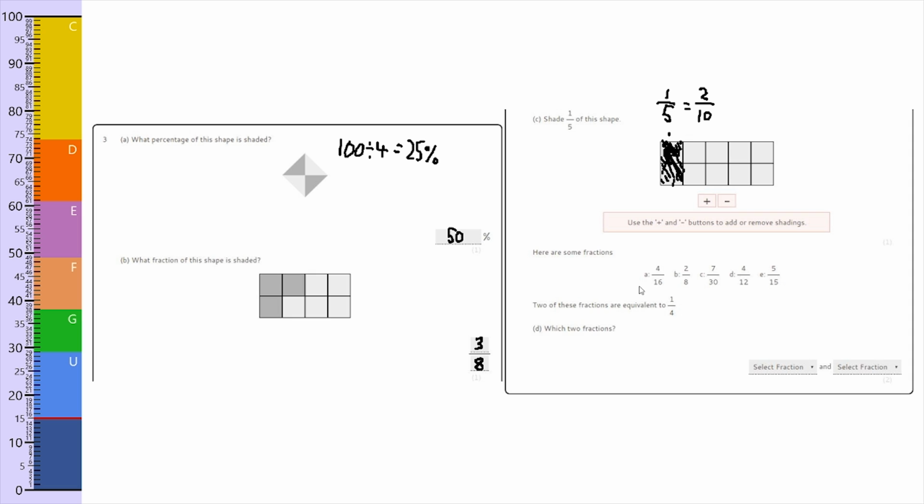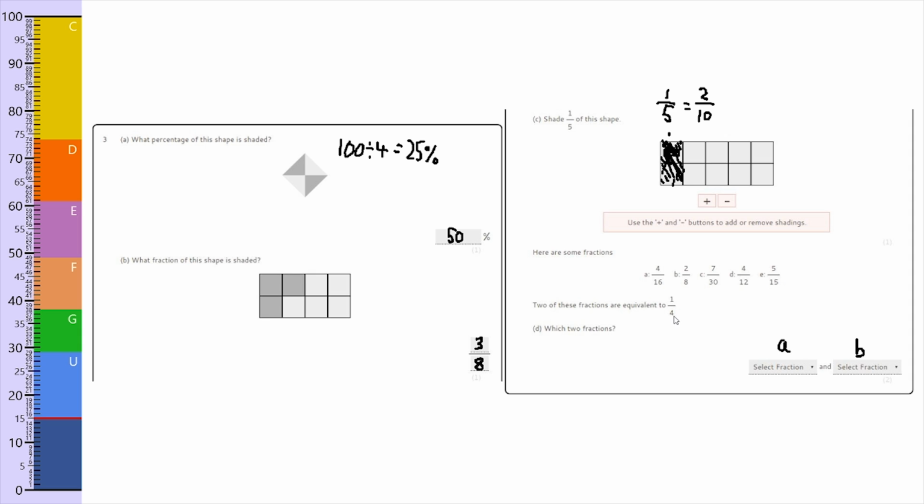Right, let's have a look at this one. So 2 of these fractions are equivalent to a quarter. So for a quarter, the number at the bottom is 4 times the number at the top. So having a look through this, well, 15 is 3 times 5, so that's a third. 4 over 12, so 4 is a third of 12, so that's not going to work. 7 is a 1/5 of 30, and looking at A and B, well, 4 times 4 is 16, 2 times 4 is 8. So my answers are fractions A and B.